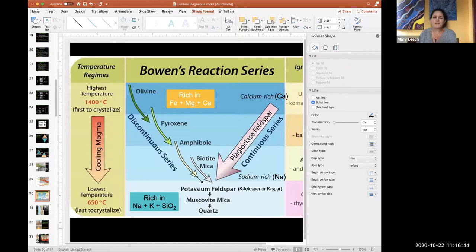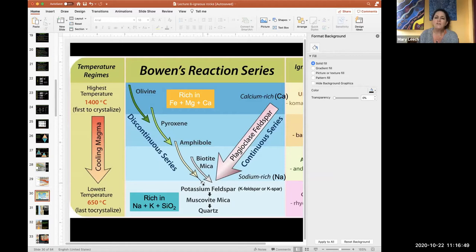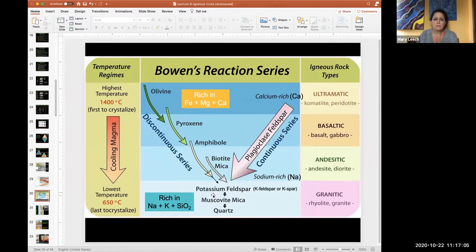Think of the amphibole like the biotite. Even though it has slightly higher melting and crystallization temperatures, they are found in granites. So hornblende falls into the amphiboles? Sorry, yes. I say hornblende, and it's an amphibole. Thanks for calling me on that one.